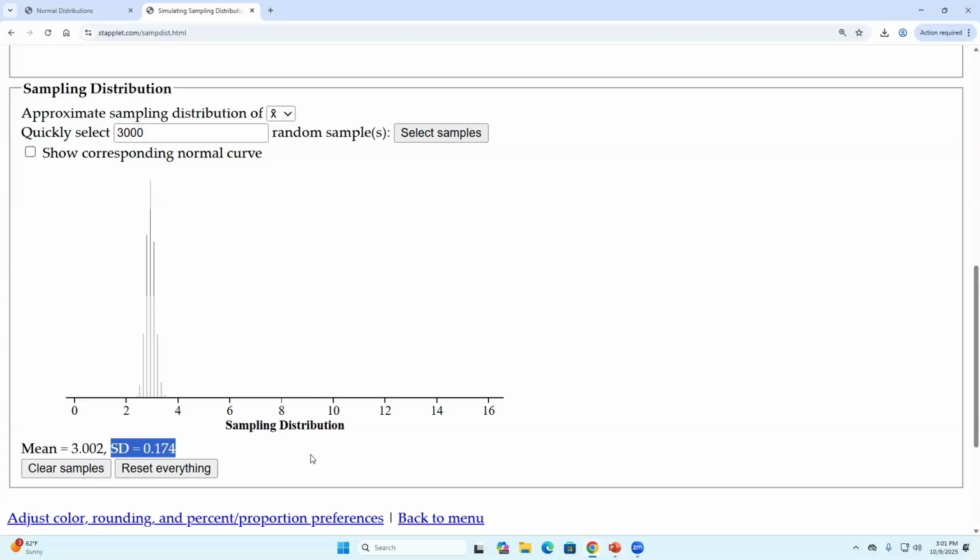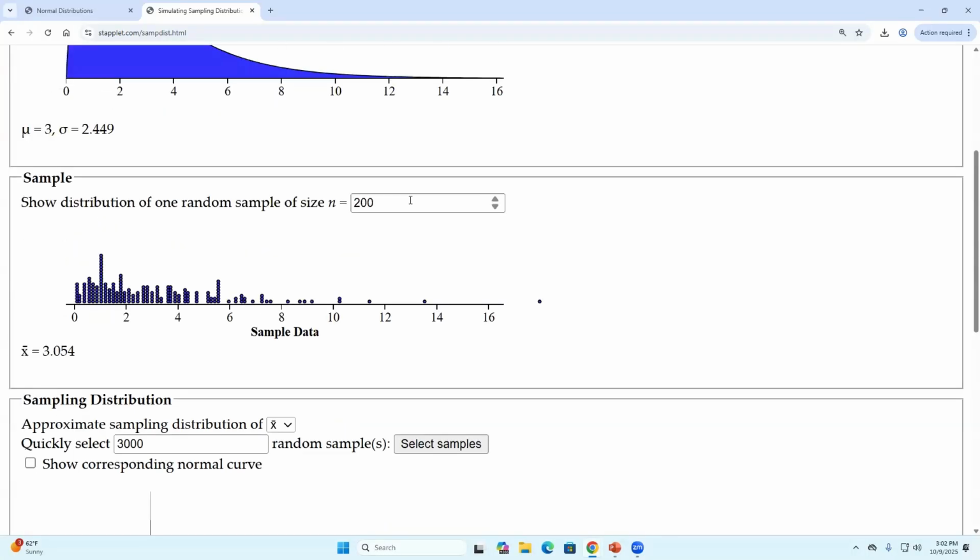And the bottom line is that the smaller your standard deviation, the more powerful your study is. The smaller your standard deviation, the more likely you are to detect a difference if the difference exists. So having 200 subjects and a standard deviation of 0.174, that's like having access to an electron microscope.